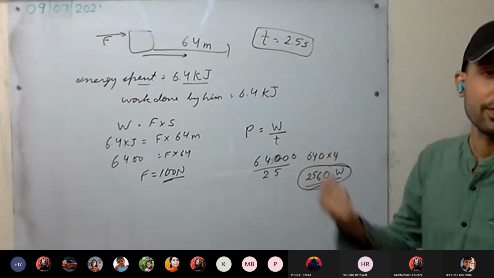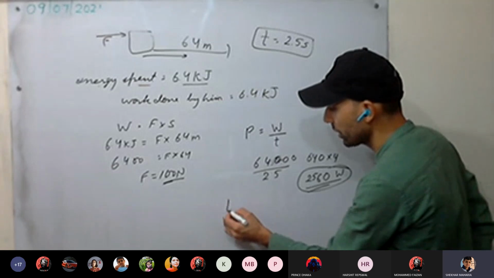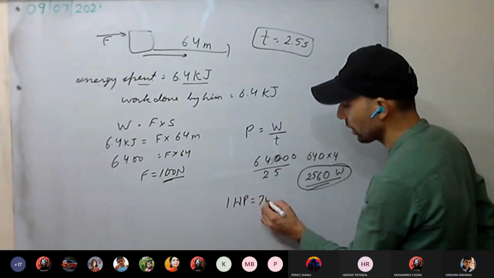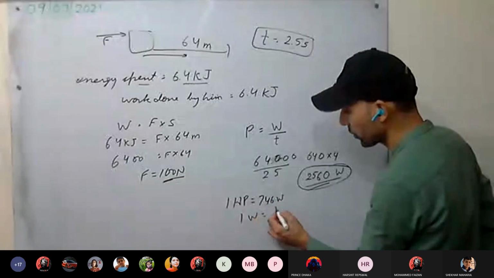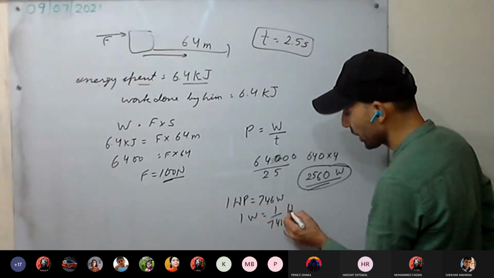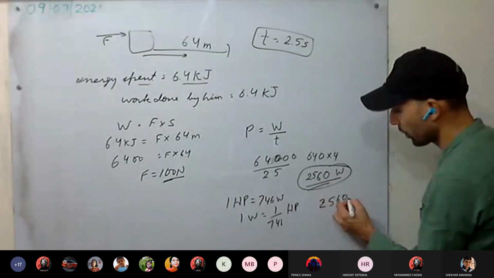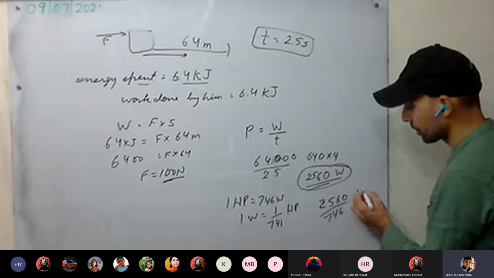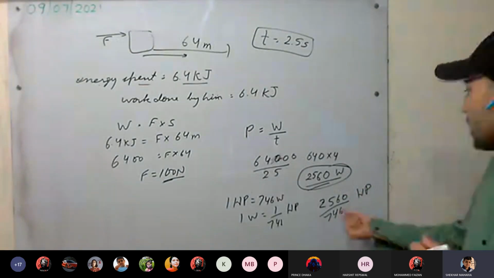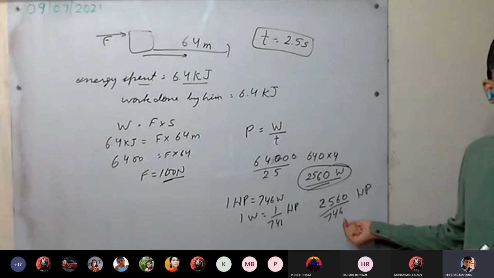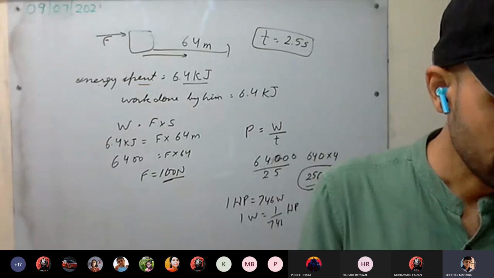Now we have to tell it in HP, horsepower. 1 HP equal to 746 watt. It means 1 watt equal to 1 upon 746 HP. So this much watts will be in HP. 2560 divided by 746, so HP is 3.43. Have you understood? The main thing is you must understand the concept. Try the next one.